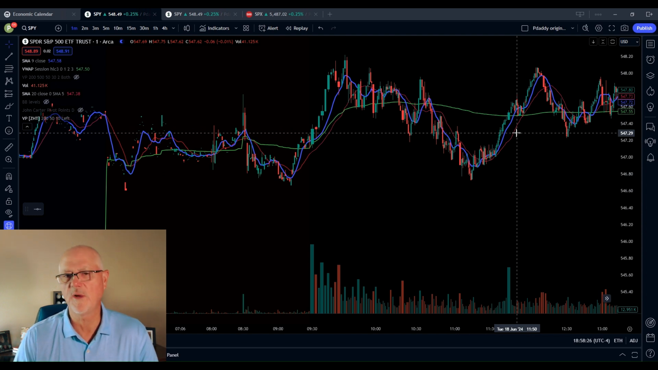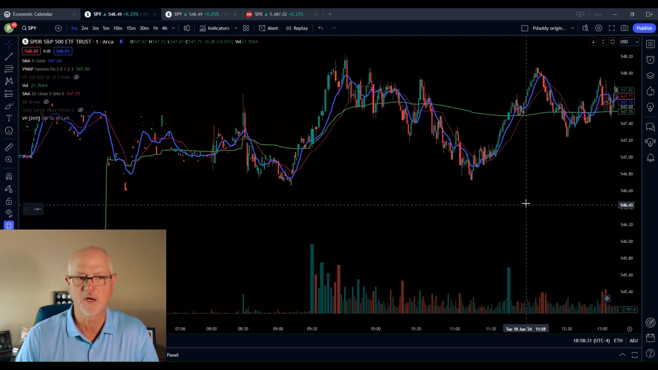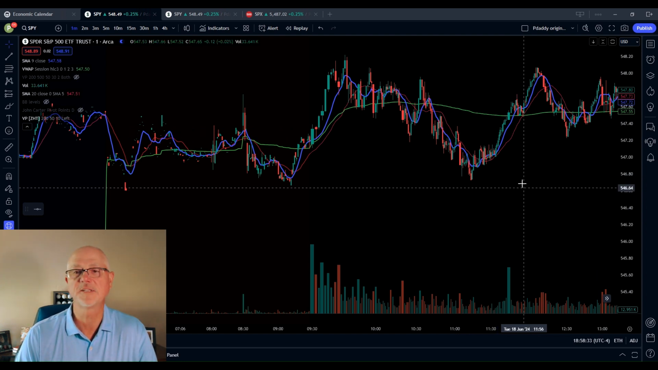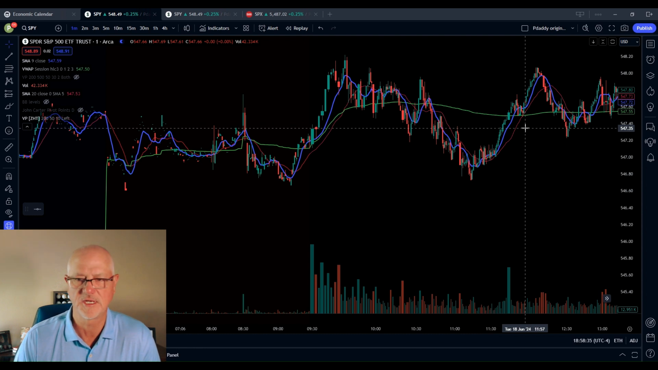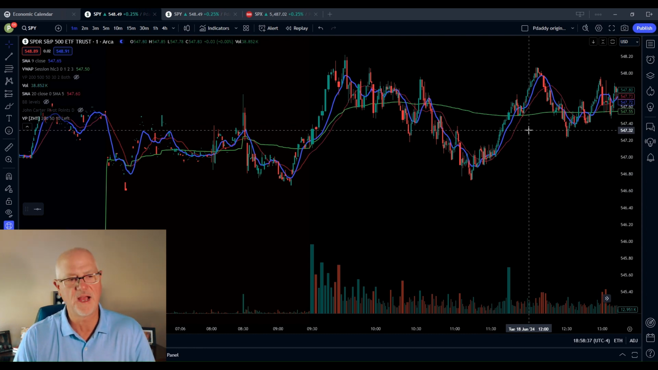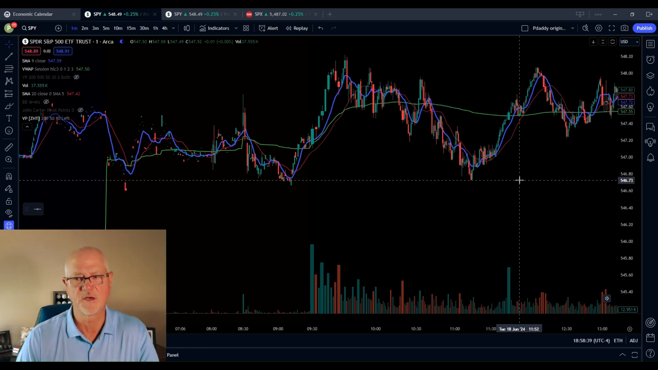But it's one of those situations where one of two things is going to happen. Either it's going to hit my target, which it did not do, or I'm going to stop out going in the opposite direction. Now, here's the problem with not taking the trade off at this particular pivot point.